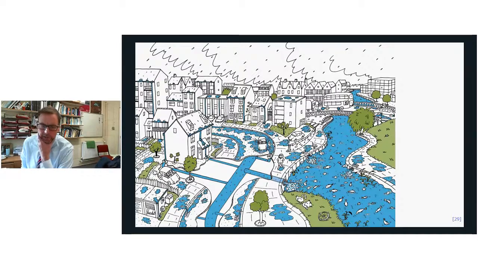And this is the surface water element of the surface water system. You've got the pipe network collecting flows from roofs, etc., and that pipe network then takes it to nearby watercourses for disposal.